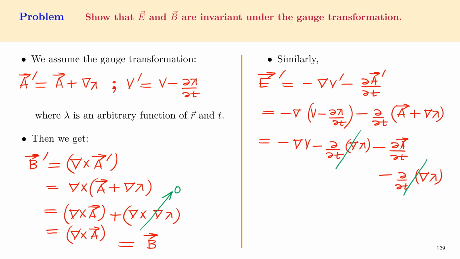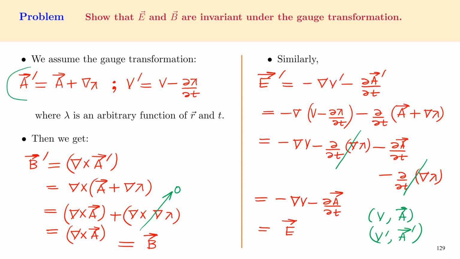There are cancellations which result in negative of del V minus ∂A/∂t, which is nothing but the electric field. So we find that we have two sets of potentials, V and A, and V prime and A prime, defined for E and B that will not change the functional form of E and B, provided they are related through these transformation relations.